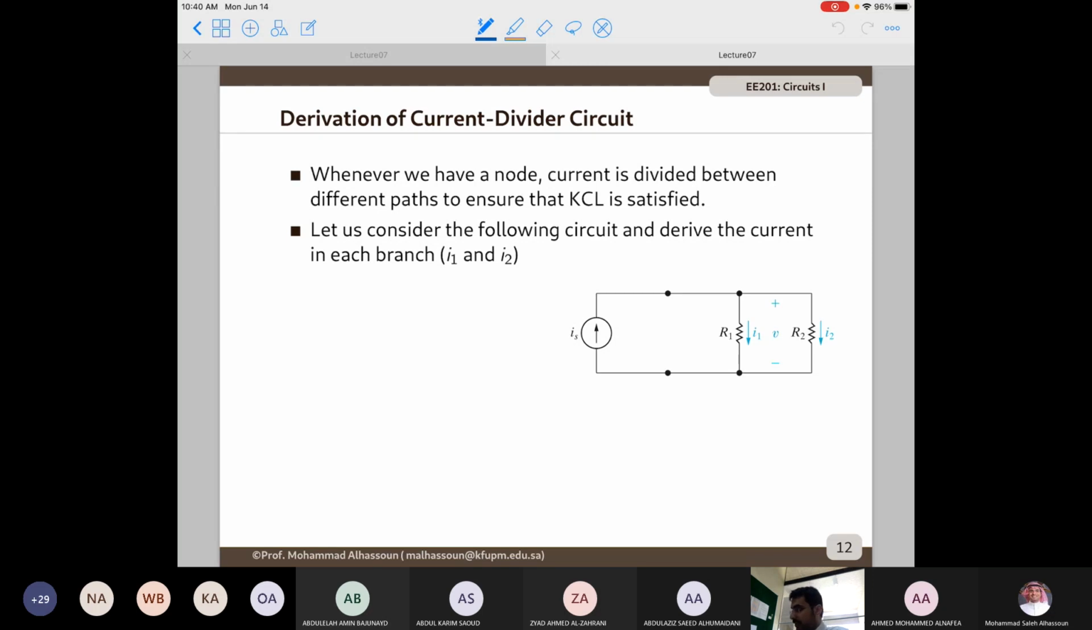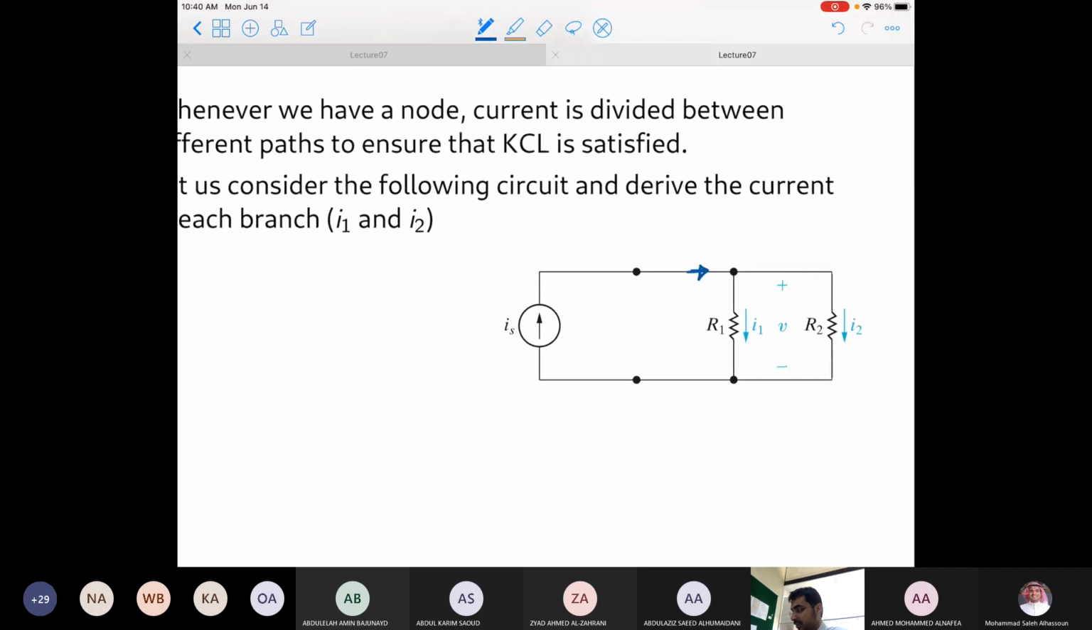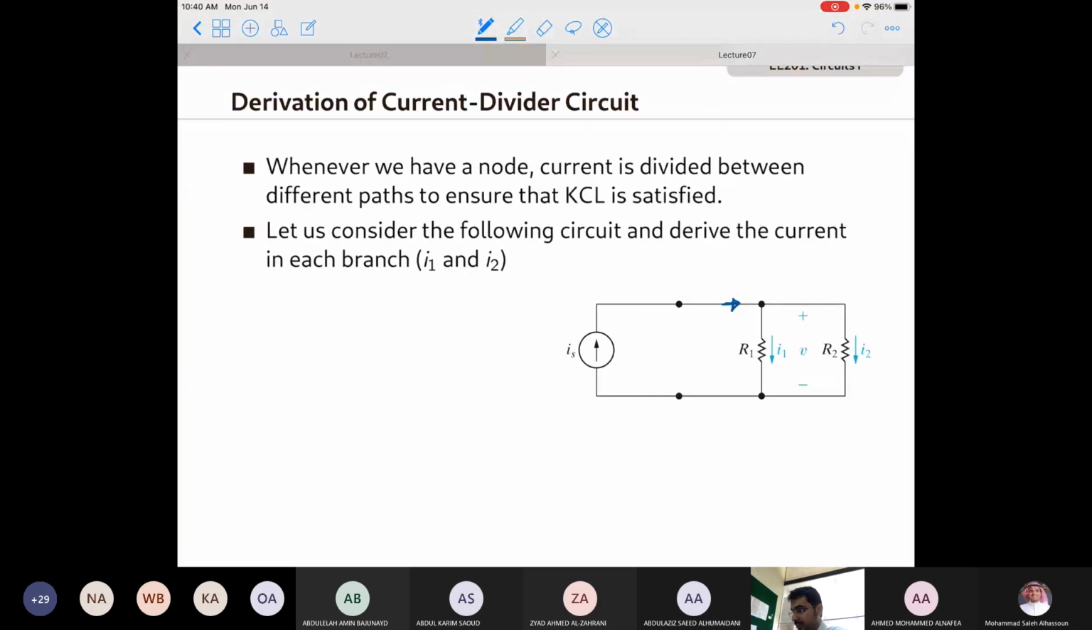So what happens here, if you have two resistors connected in parallel, if Is is the current, then at this junction, Is will have two ways to go, one through R1 and the other through R2. It will go through both ways. The only difference here is the amount of current that is going to flow through R1 and the amount of current that's going to flow through R2, which depends actually on the resistance of both of them.